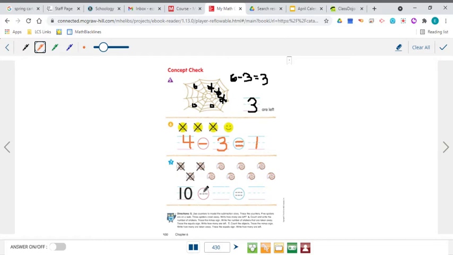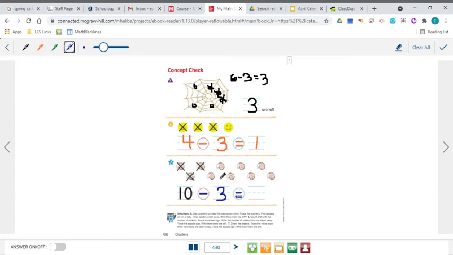All right, so we have 10. Now we are going to subtract. So trace your minus sign. The part that they're taking away is 3. They are taking away 3. That's the part that's going away, equals the part that is left.